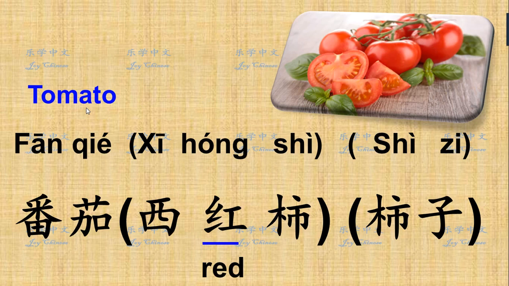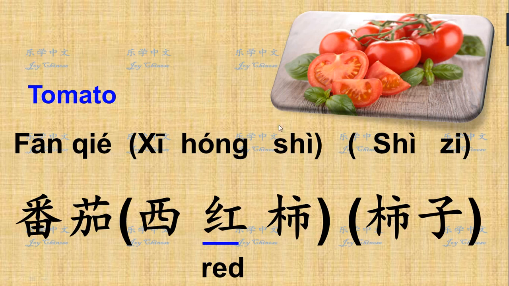The next one is tomato. In China, tomato has different names in the southern and northern China. The scientific name, we call it 番茄. 番茄.